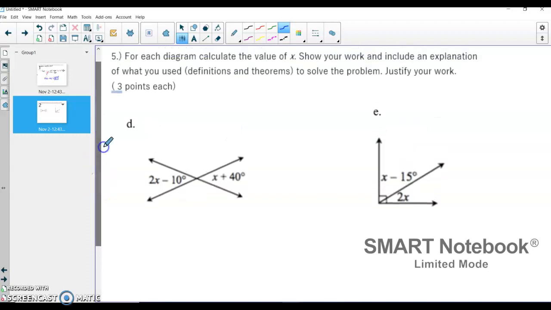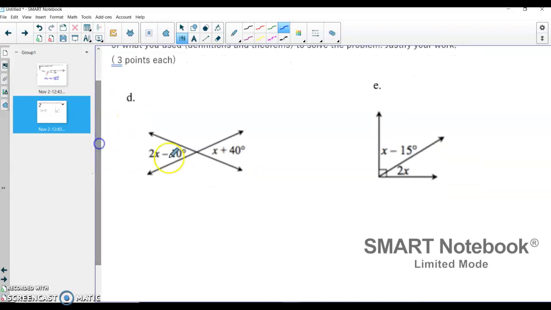Alright, here is a video guide for problem 5, parts D and E from that chapter 2 test. The big thing with these problems is knowing the angle relationship so that we can set up the correct equation. And so when I look at a problem like D, I'm thinking to myself, what kind of angle relationship is this? Okay, and I see lines intersecting and angles that are across from each other.